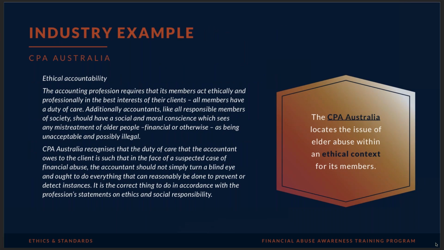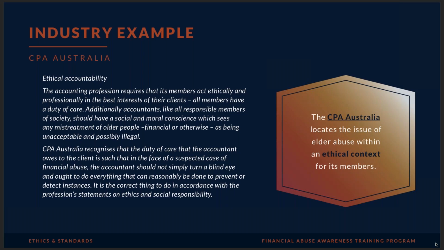Here's an industry example from CPA Australia that sets out the ethical accountability of the accounting profession. Take a moment to read that slide. It gives a specific example of mistreatment of older people, financial or otherwise, as being unacceptable and possibly illegal. It also talks about the duty of care owed by accountants where they have a suspected case of financial abuse and the steps that need to be taken.